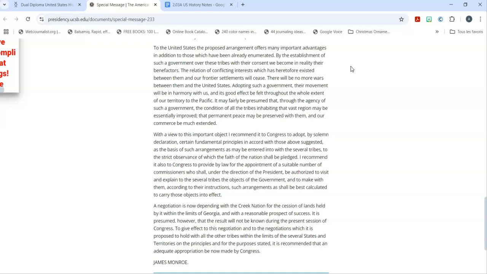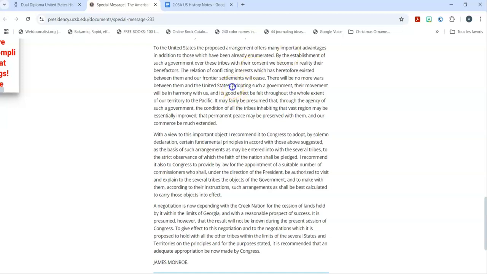The relation of conflicting interests has heretofore existed between them and our frontier settlements will cease. There will be no more wars between them and the United States. Adopting such a government, their movement will be in harmony with us, and its good effect be felt throughout the whole extent of our territory to the Pacific. It may fairly be presumed that, through the agency of such a government, the condition of all the tribes inhabiting the vast region may be essentially improved, that permanent peace may be preserved with them, and our commerce be much extended.